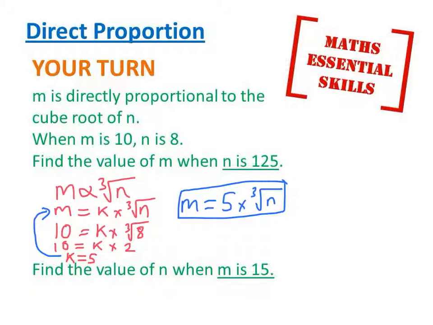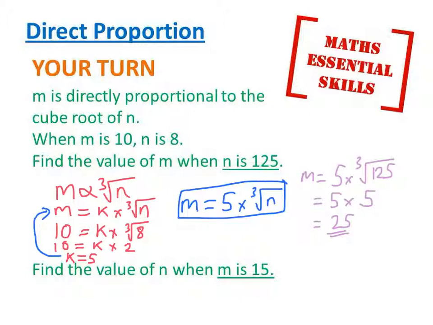This is our formula that we'll use throughout the rest of the question. Now, find the value of m when n is 125. So m equals 5 times by the cube root of 125. Well, the cube root of 125 is 5, because 5 times 5 times 5 is 125, and 5 times 5 is 25.